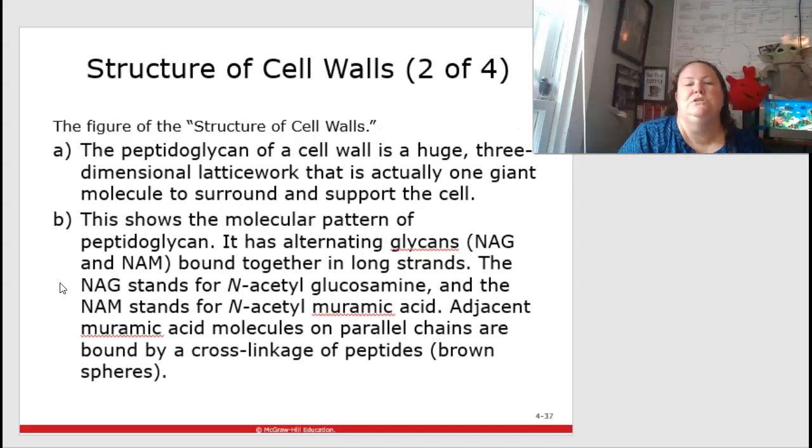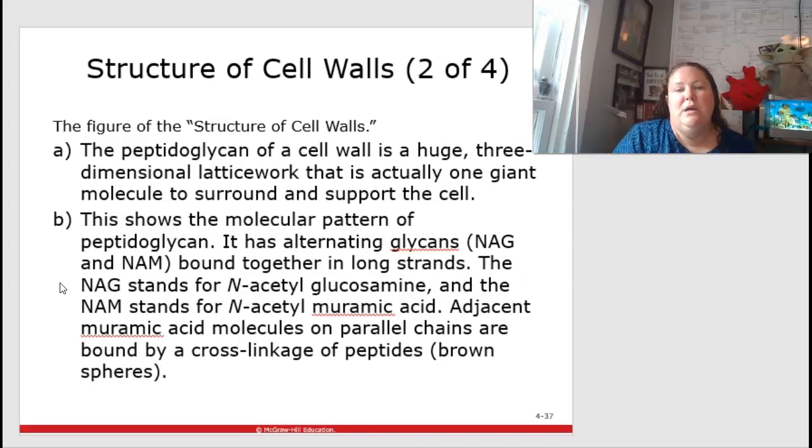So in the figure of the structure of cell walls that you can look at in your book, we have the peptidoglycan of a cell wall, and this is a huge three-dimensional latticework that is actually just one giant molecule that surrounds and supports the cell. This shows the molecular pattern of peptidoglycan. It has alternating glycans, such as NAG and NAM, bound together in long strands. NAG stands for N-acetylglucosamine, and NAM stands for N-acetylmuramic acid.